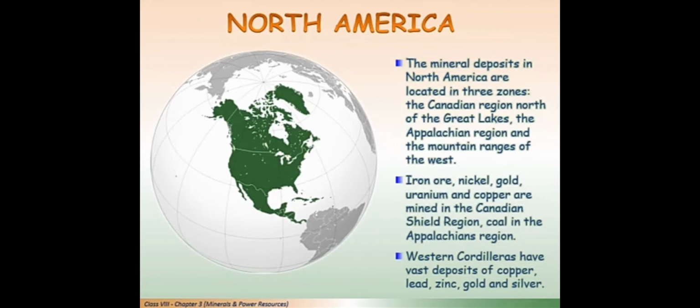And North America. We are dividing North America into three zones: the Canadian region, the Appalachian region and the Western region. The iron ore, nickel, gold, uranium and copper are in the Canadian region. In the Appalachian region, we will get some coal. And in the western region, we will get some copper, lead, zinc, gold, silver, etc. So we are getting different minerals from different parts of North America.